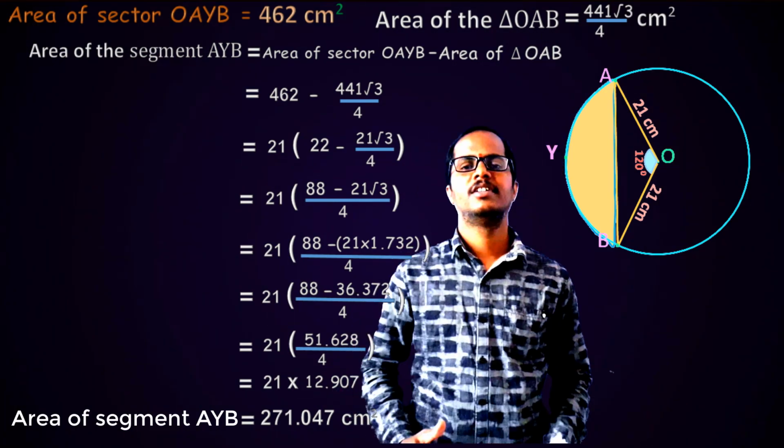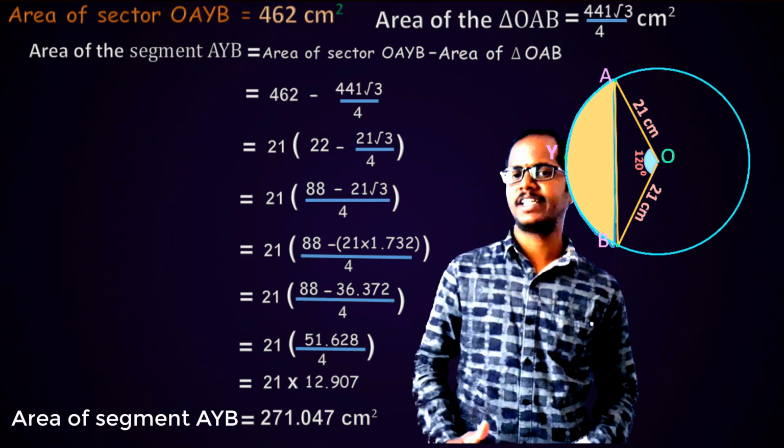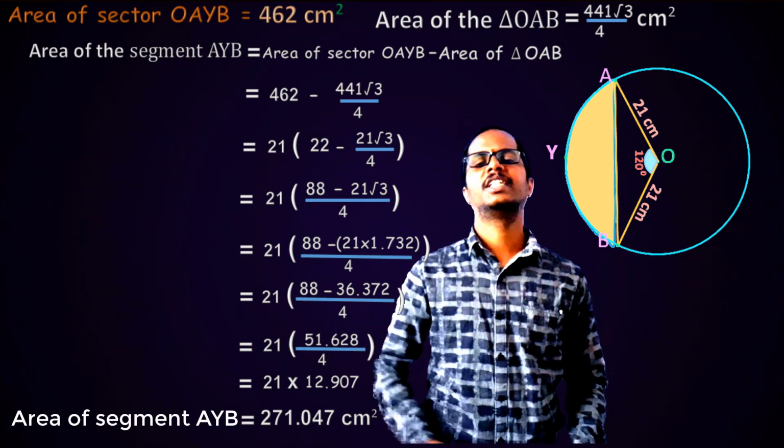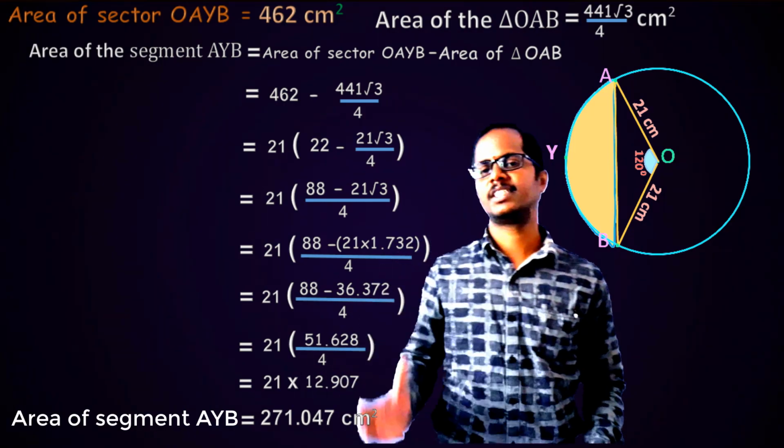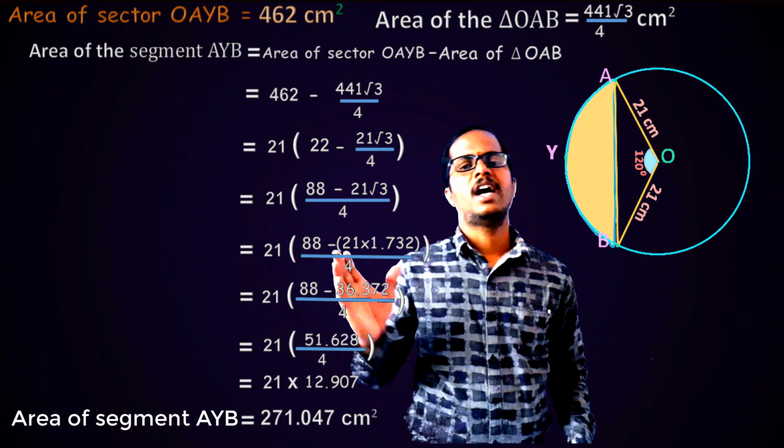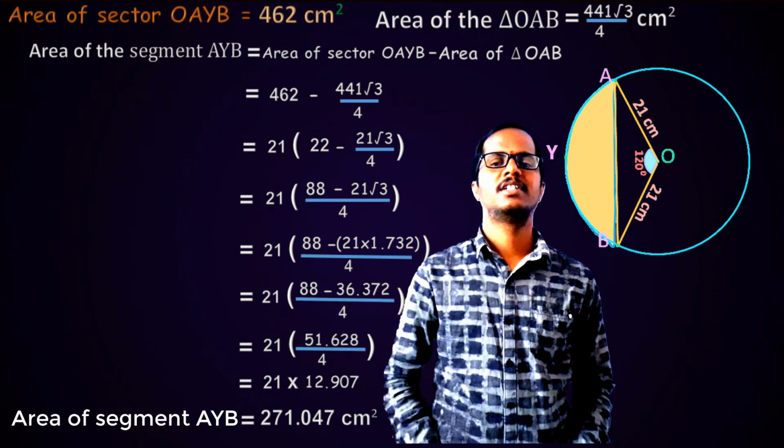So like this, we find the area of the required segment using the given information, that is the radius of the circle and the angle that is made by the segment at the center.